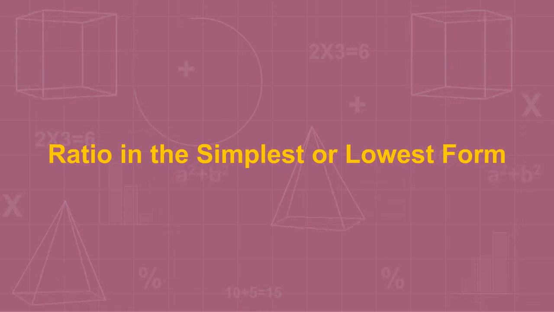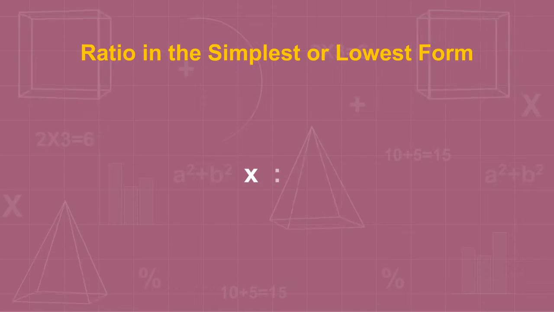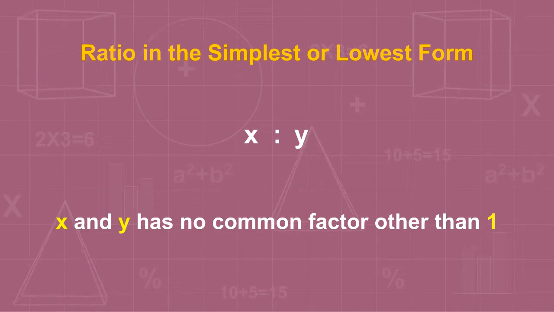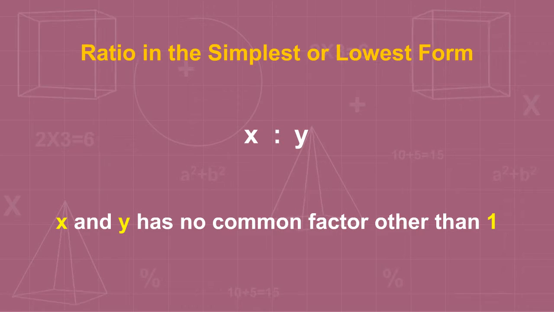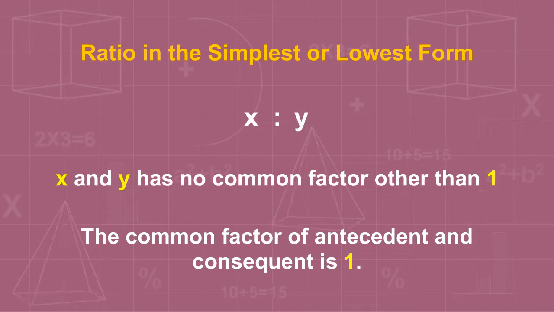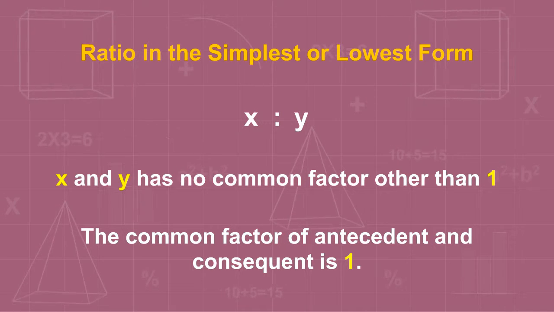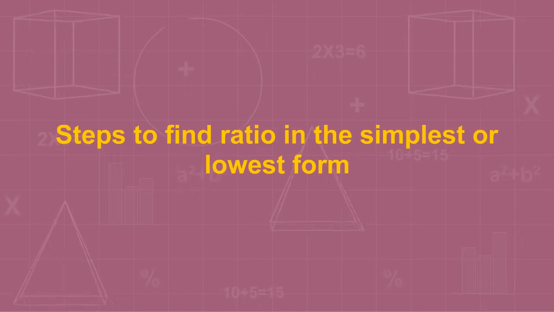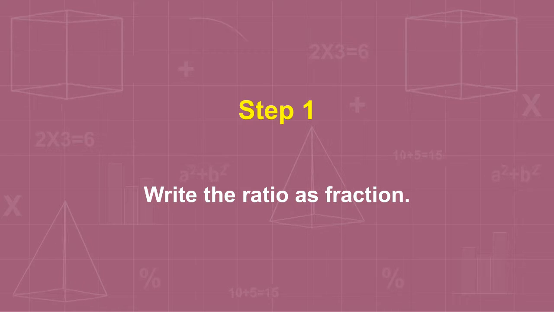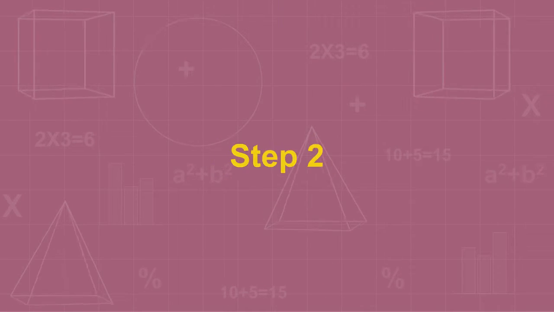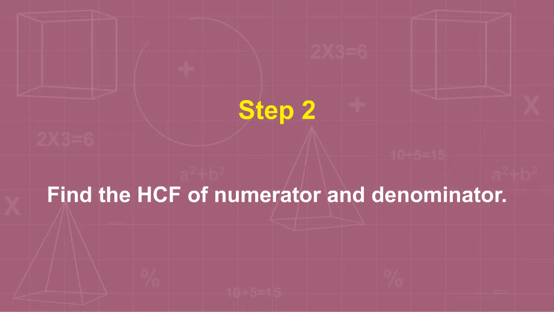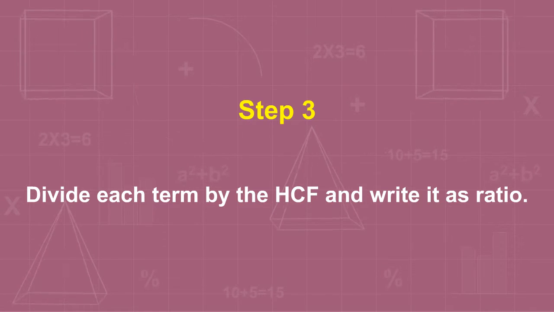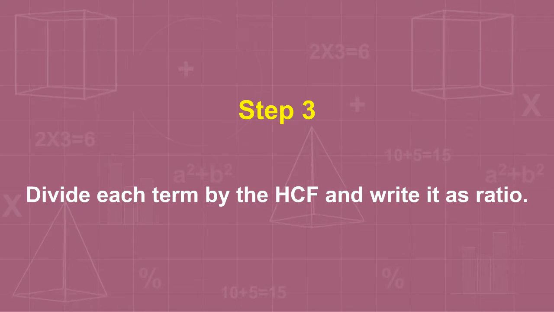Ratio in the simplest or lowest form. A ratio x is to y is said to be in the simplest form or lowest form if x and y have no common factor other than 1, or if the common factor of antecedent and consequent is 1. The steps to find ratio in the simplest or lowest form are: Step 1. Write the ratio as fraction. Step 2. Find the HCF of numerator and denominator. Step 3. Divide each term by the HCF and write it as ratio.